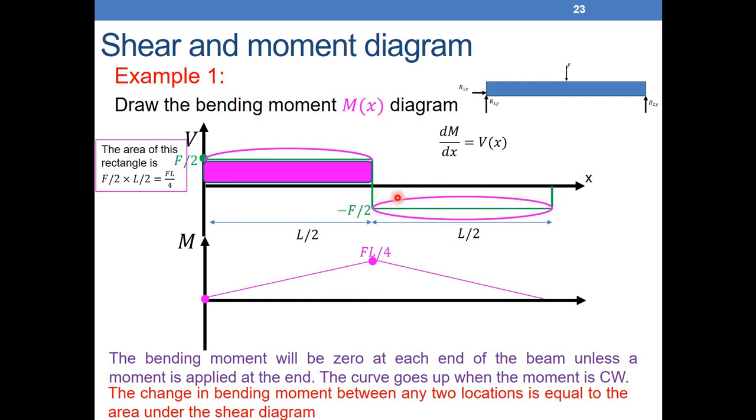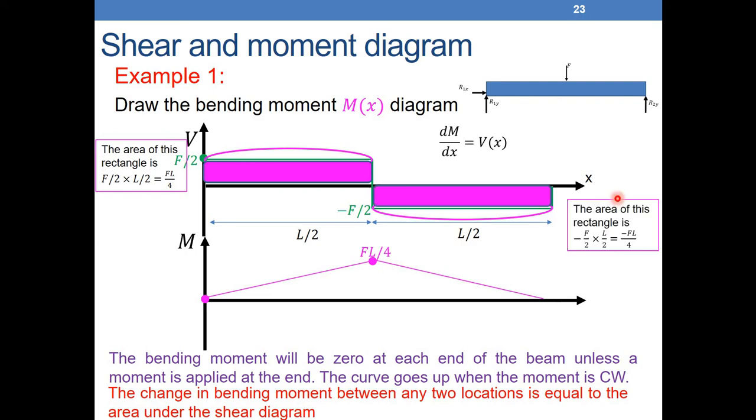It's the area under this rectangle here. What is the area under this rectangle? It's minus F over 2 times L over 2, so it will be minus FL over 4. So that's the rectangle here, minus FL over 4. And I already have FL over 4. So FL over 4 minus FL over 4 takes me to 0. So we drew the moment diagram between 0 and L.